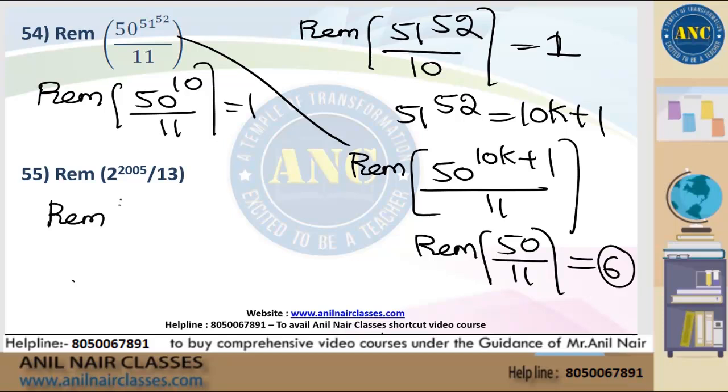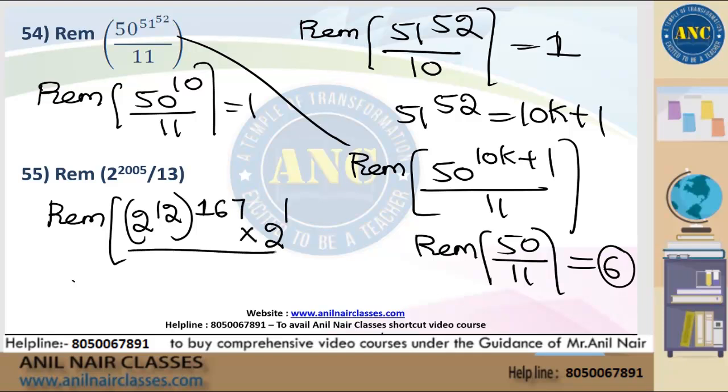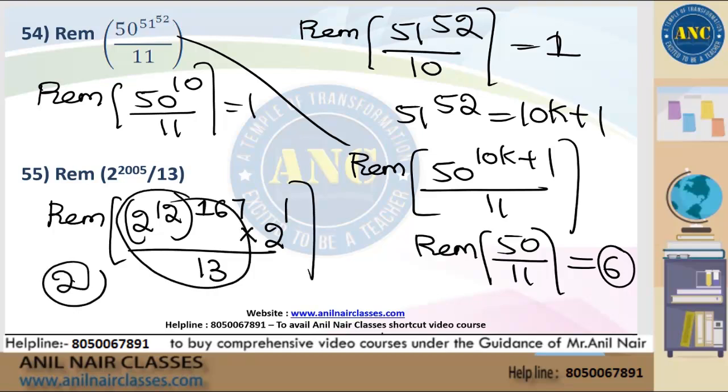2 power 2005 divided by 13. 2 power 12 is 1 mod 13. 12 times 167 is 2004, so this becomes 2 power 1 divided by 13. 2 divided by 13 is 2. Idea clear, right? 54 and 55, 56.